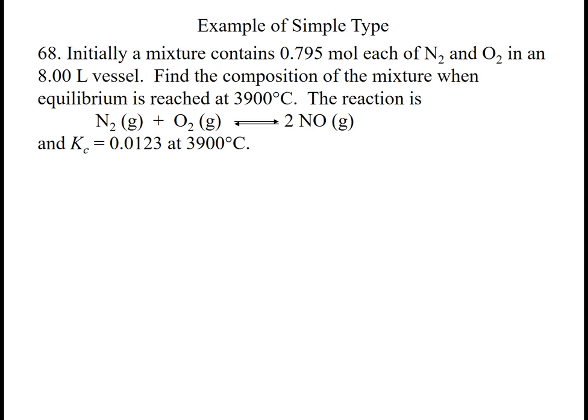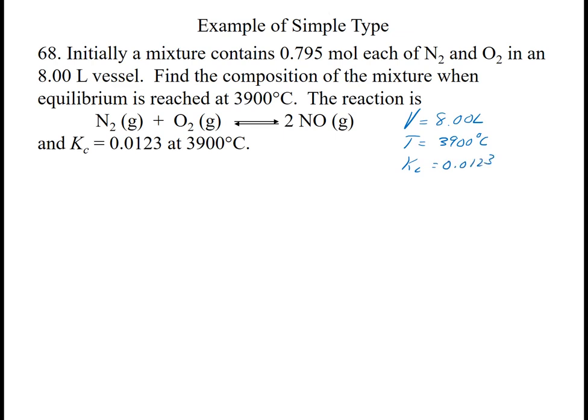It says initially a mixture contains 0.795 moles of each nitrogen and oxygen in an 8-liter flask. So I have a volume of 8.00 liters, I have a temperature of 3,900 degrees C, and I have a Kc value of 0.0123.